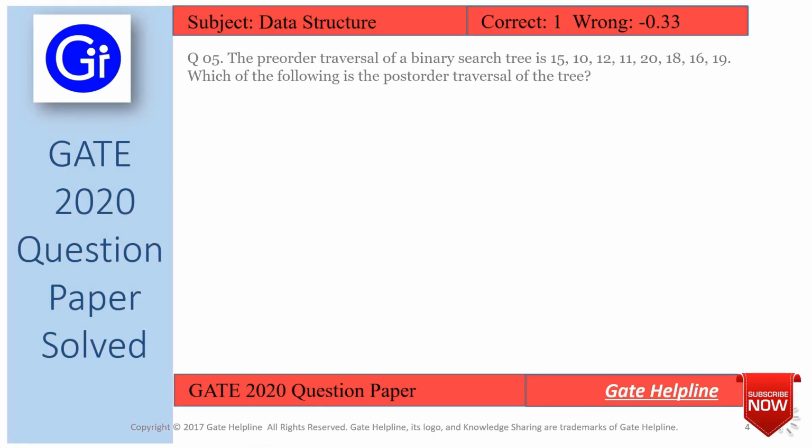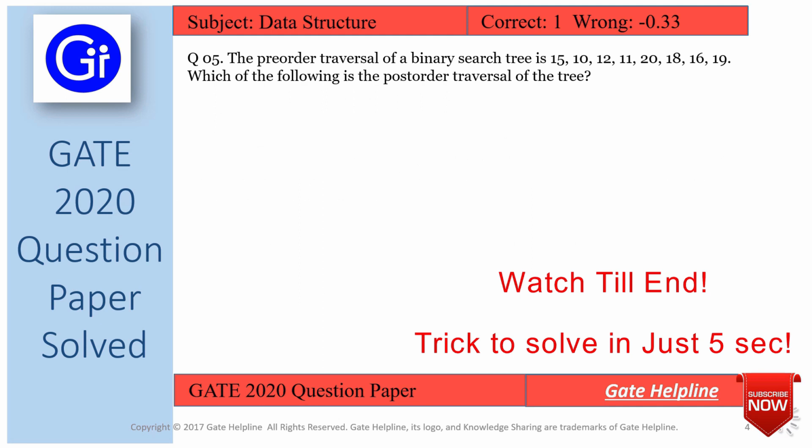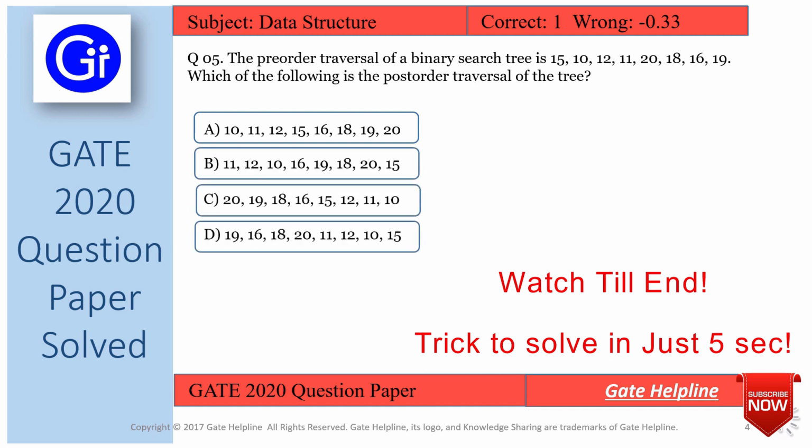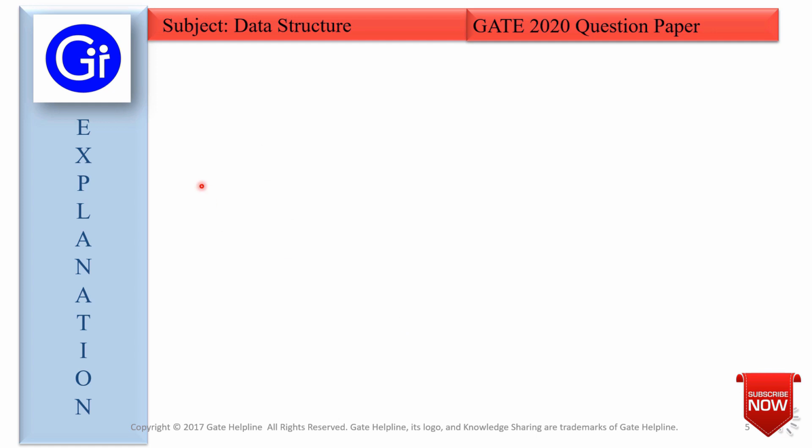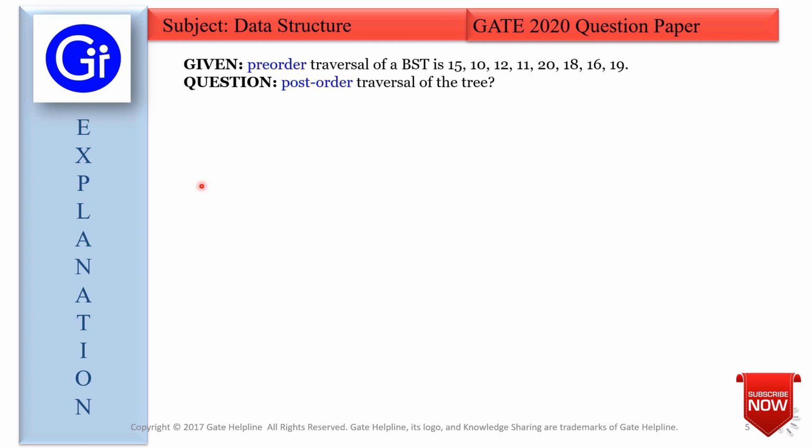So friends, question number 5 is: the pre-order traversal of a binary search tree is 15, 10, 12, 11, 20, 18, 16, 19. Which of the following is the post-order traversal of the tree? And the options are A, B, C, and D. And friends, at the end of the explanation, we will see how to solve this question in exam in 5 seconds. So friends, now we'll see the explanation to this question.